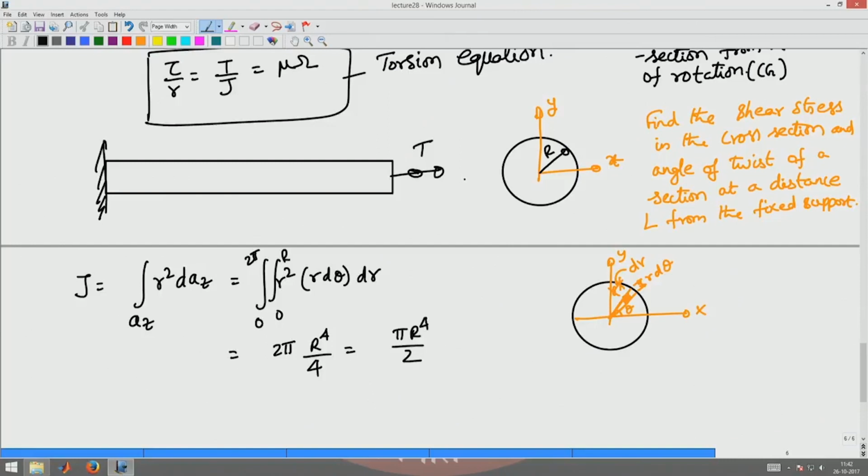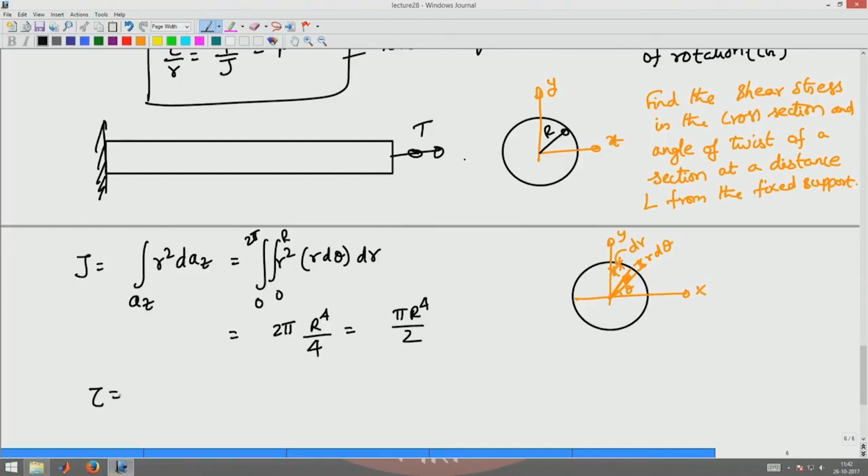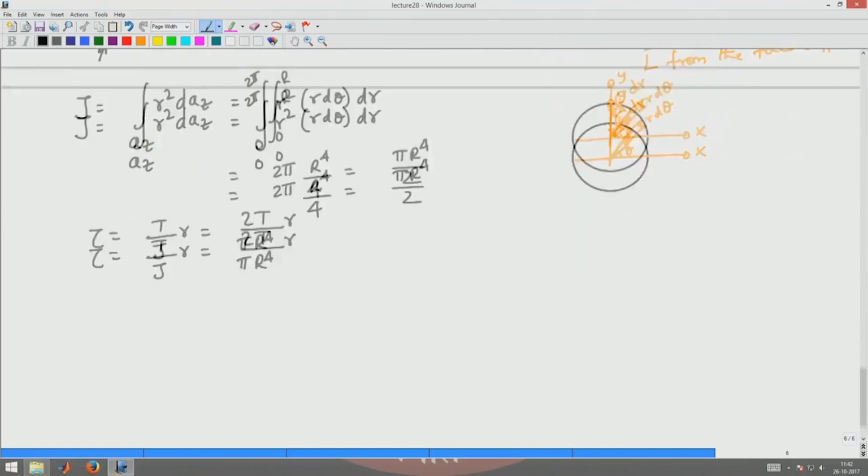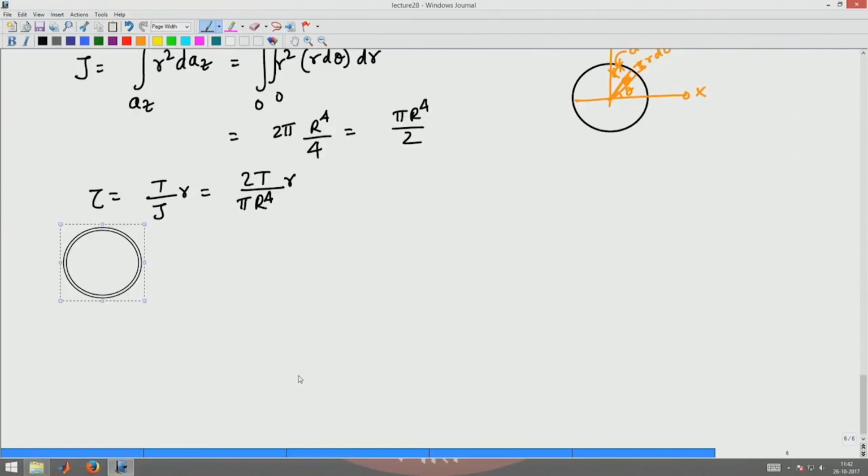So my shear stress expression becomes T by J into r, the radial location. That will be 2T by pi R power 4 into r. Now let's see how this variation of the shear stress occurs in the cross section.